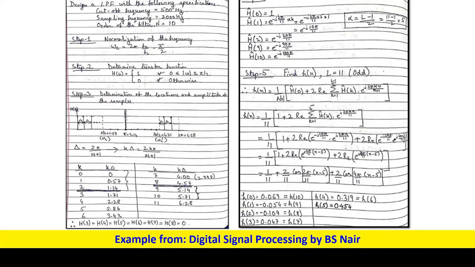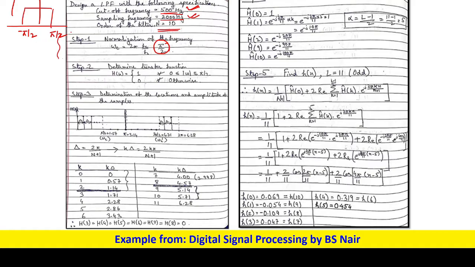In this frequency sampling method, what you have is: design a low pass filter with the following specifications: cutoff frequency 500 Hz, sampling frequency 2000 Hz, and order of the filter given as n equals 10. First we have to normalize the frequency. Normalization, I have already told you how to do that. Omega c equals 2 pi fc by fs, so we get pi by 2. That means this will be our low pass filter, minus pi by 2 to pi by 2.